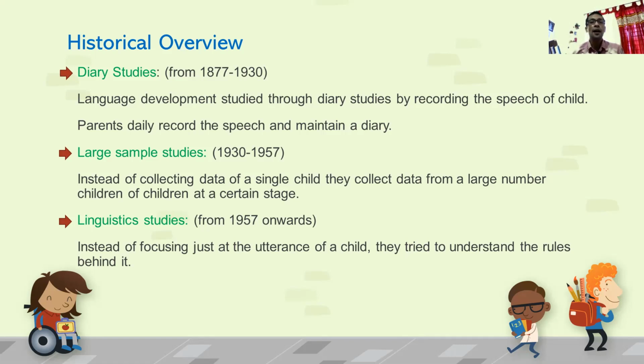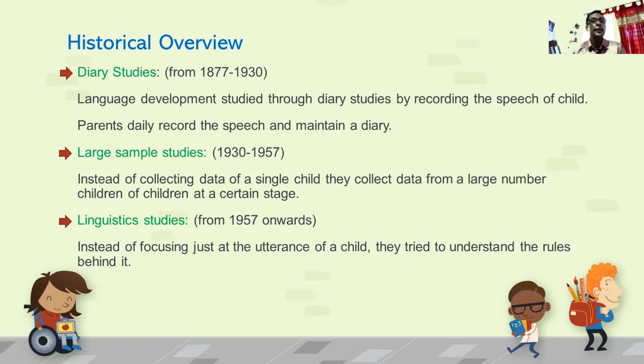Number 2, large sample studies, which took place in 1930 and ended in 1957. Instead of collecting data of a single child, they collect data from a large number of children at a certain stage. So this is the second historical overview of child language acquisition.